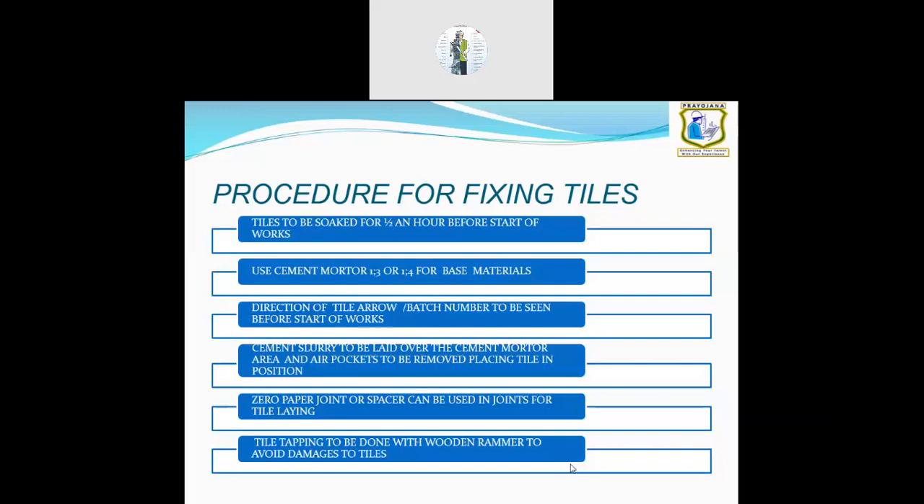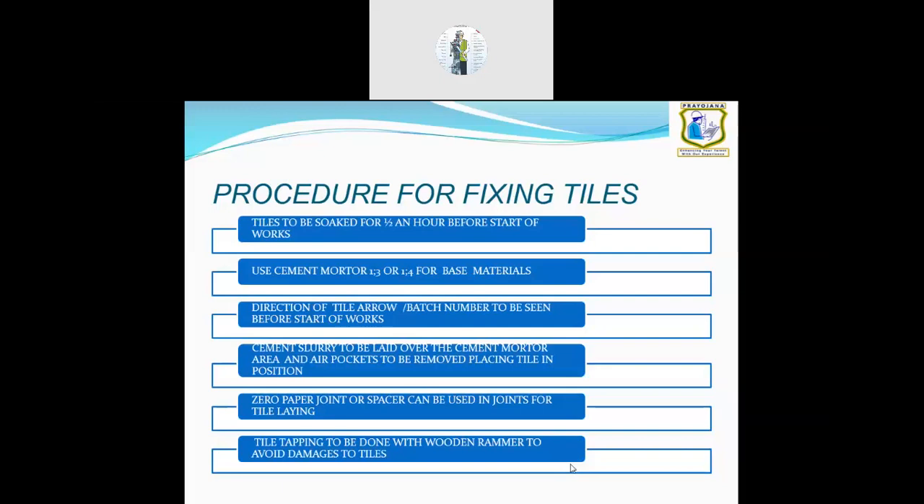One doubt. Sir, can you please explain what tile arrow means again? Actually, at that time I was unable to. I'll tell you. See, tile arrow is a direction. Each tile will have a direction, because the punching will happen in one direction. If you change the direction, there will be millimeter variation. Now, four corner joints will not tally.